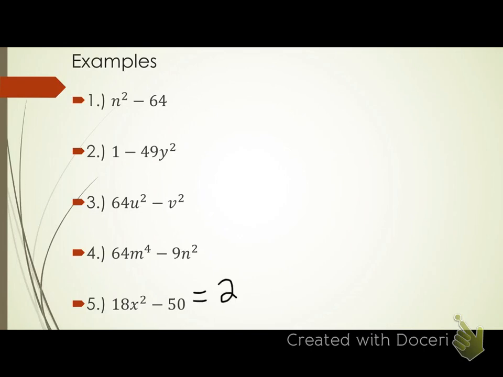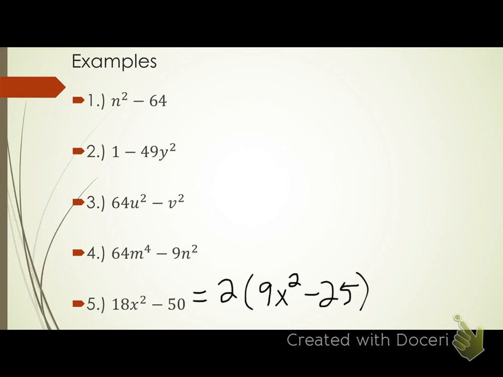2. Do they have any x's in common? No. So 2 is my GCF here. 2 times what would give me 18x squared? 9x squared. 2 times what would give me negative 50? Negative 25. Everyone okay with how I factored out my GCF?